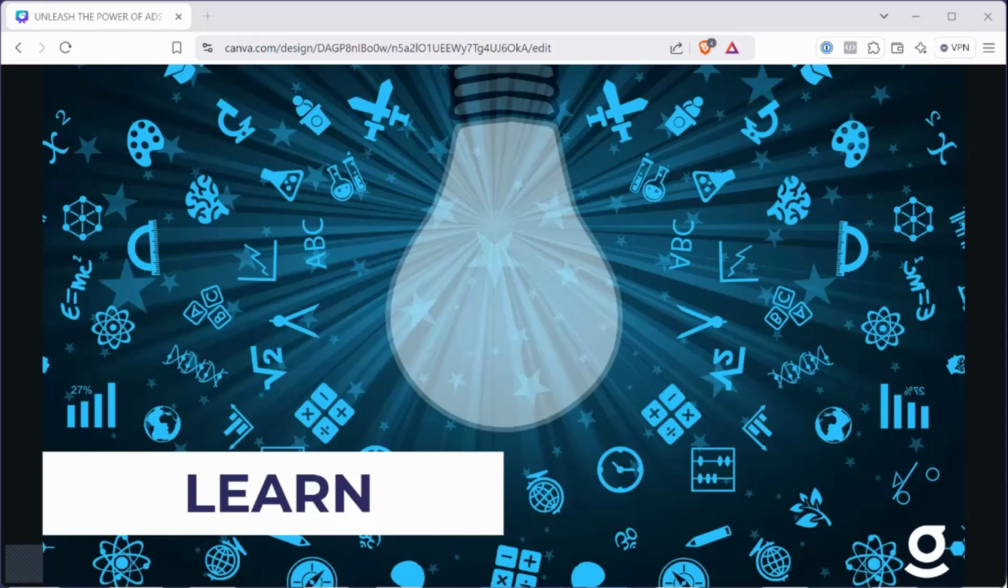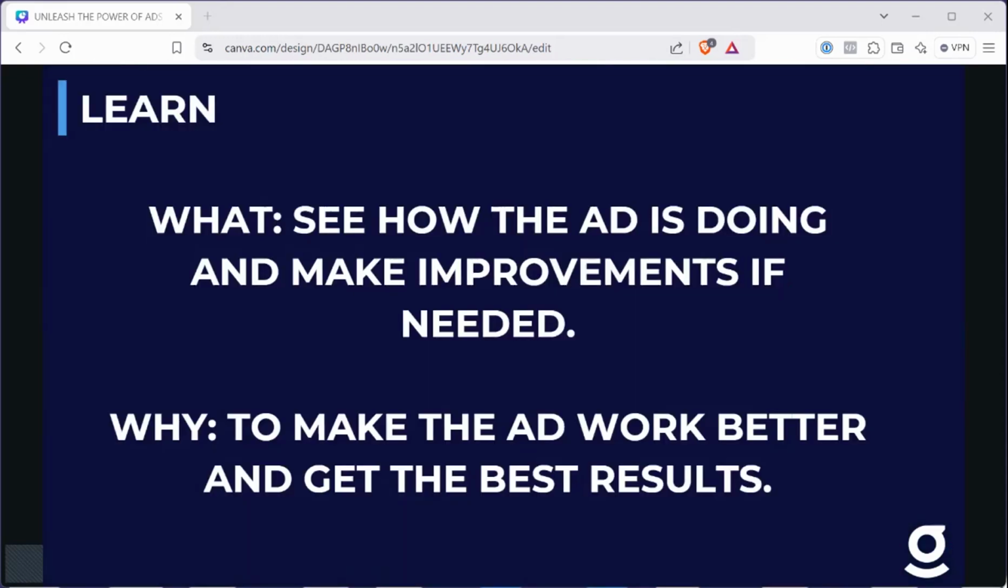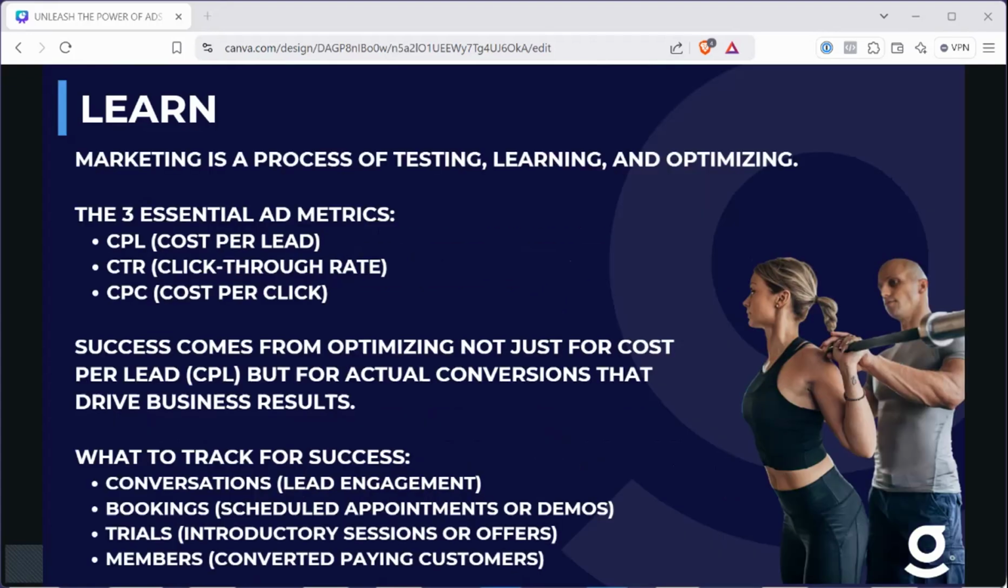Learn, and one of the most important steps, because if we're not learning from what we do, we're just simply not getting better. And there's that continuous feedback loop. So this is the final phase of the RBBL method. And when here, we want to see how the ad is doing and make improvements as required. And the reason is we just simply want to get better each time to get the best results, right?